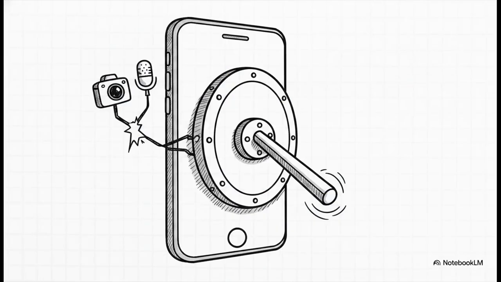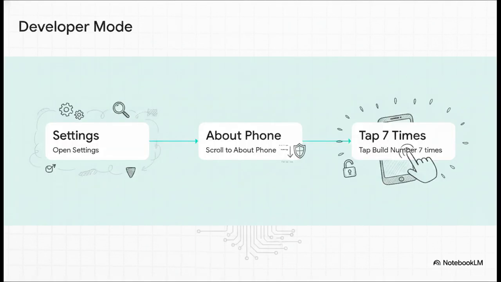Now, what's really interesting about this is something most people don't even know exists. This is the ultimate Android privacy secret, the kernel-level sensors off tile. It is a hidden developer tool built directly into the operating system that gives you a hardware-level kill switch for your device's sensors. Let's unlock it right now. To reveal this hidden tool, we need to enable developer mode.